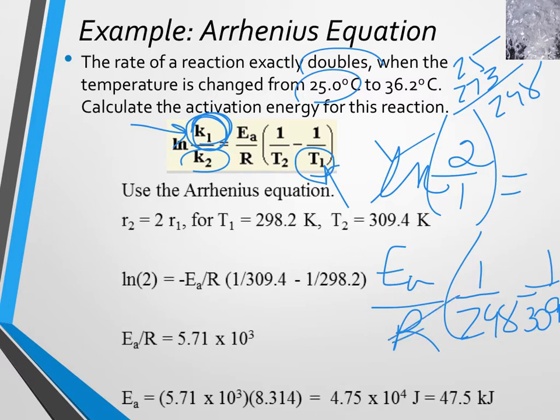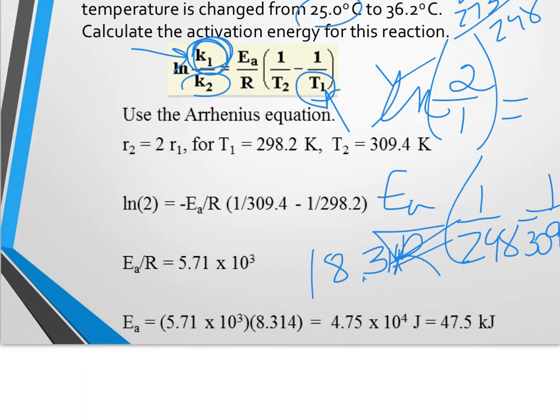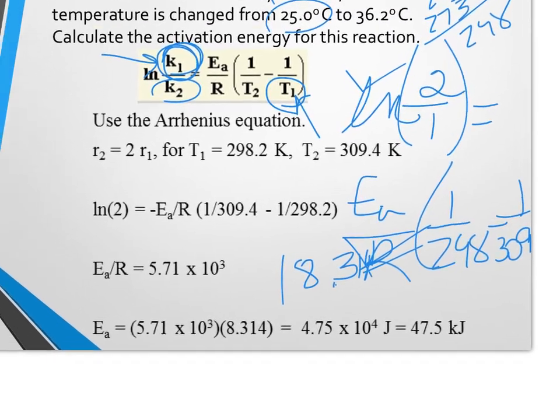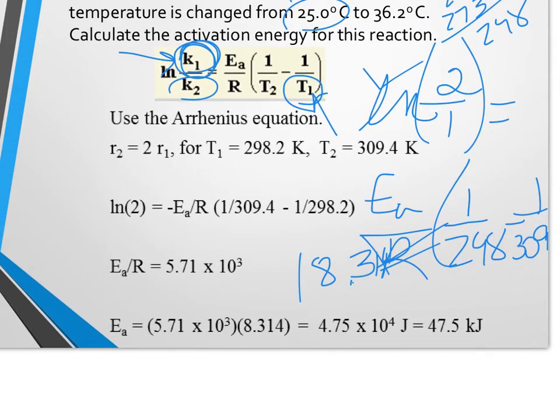And of course, our R value is 8.314, and now you solve for activation energy. All right, so in this case, again, your answer is going to be in joules. And so if the problem asks for kilojoules, you're going to have to do the conversion.